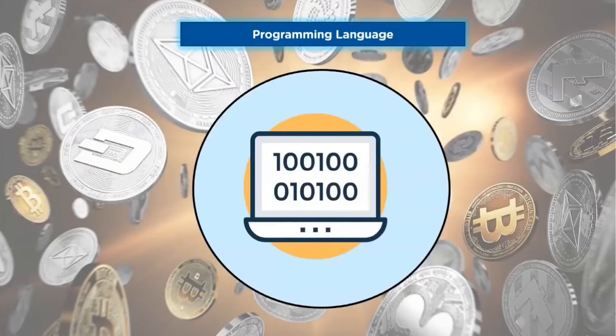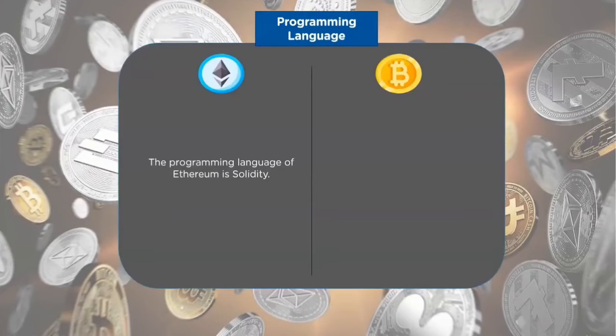Moving on, the programming language of Ethereum and Bitcoin. Ethereum uses Solidity. Solidity is a high-level programming language used by Ethereum for implementing smart contracts. But in terms of programming language, Bitcoin keeps it simple. Bitcoin uses C++ as its programming language. It is a stack-based programming language used to give Bitcoin software instructions on how to make transactions.